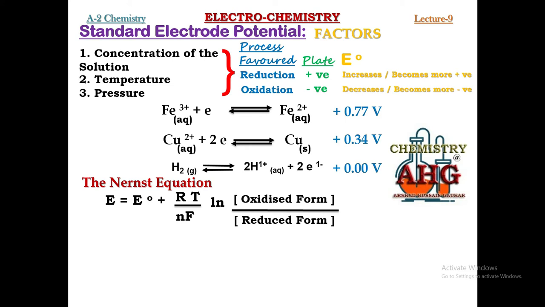N is the number of moles of electrons in the balanced chemical equation. You can see, in the first case, three examples, three half cell equations are written in front of you. In the first case, the number of moles of electrons is 1. In the second and third case, the number of moles of electrons is 2. So the value of N for the first half cell is 1. For the second and third half cell, the value of N would be 2.